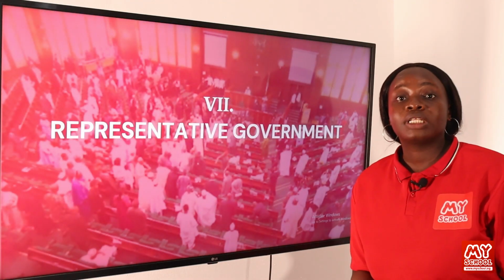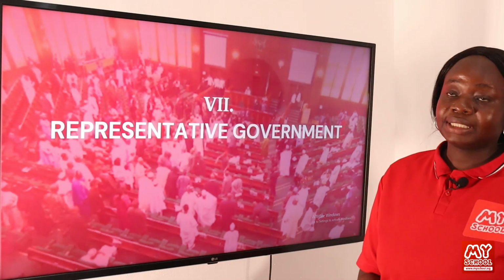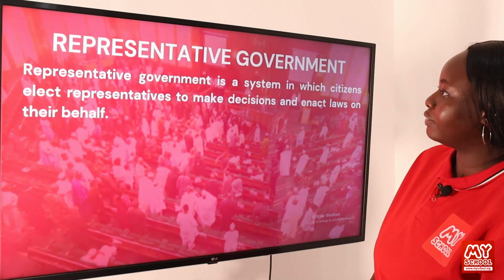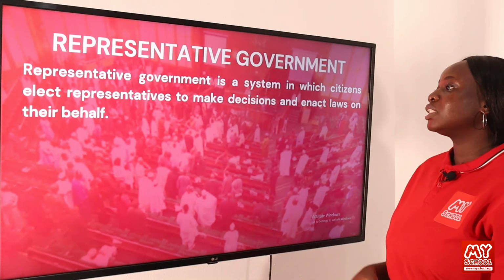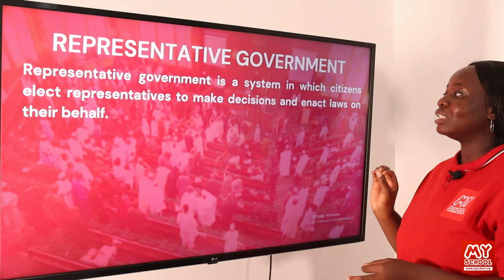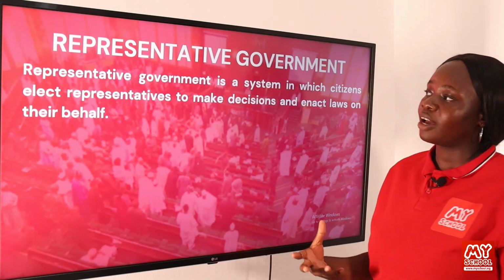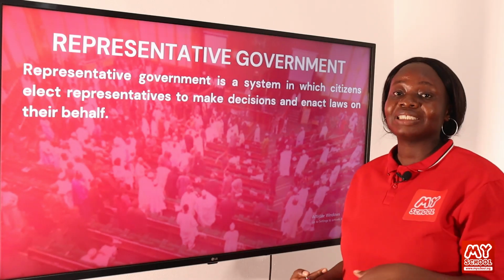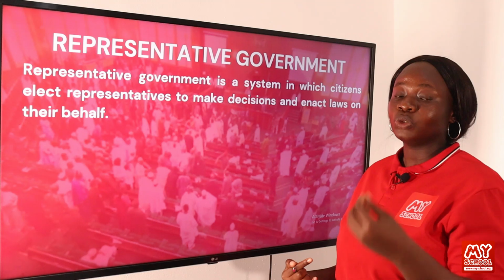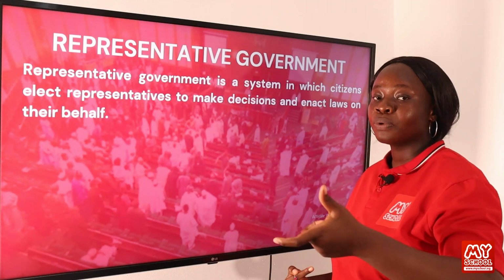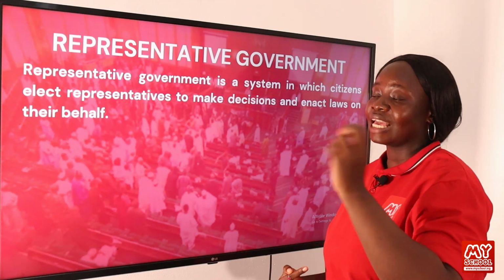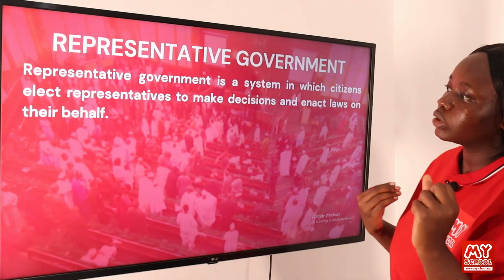So we're moving on to another principle of government, which is representative government. What is representative government? It is a system in which citizens elect representatives to make decisions and enact laws on their behalf. So it's a system of government where citizens vote for their leaders, those representatives that will help to represent their interests when they get to office. Now let's move on to the next slide.